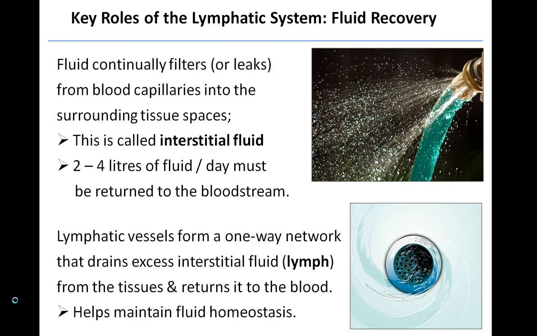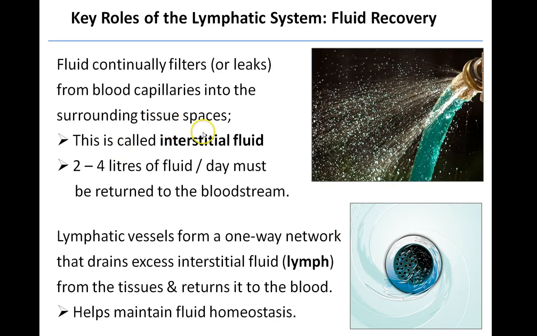Now, as I mentioned before, fluid will leak out from the cardiovascular system because the fluid in the cardiovascular system is under pressure. So in the capillaries, fluid will seep out into the surrounding tissue spaces. And that's why we have this photograph here. This is indicating fluid under pressure escaping from the system. So this is similar to what is happening in the cardiovascular system. Blood is under pressure, and in the capillaries, some of the fluid in that blood will seep out. Up to 2 to 4 litres a day will seep out of the capillaries, and this must be returned to the bloodstream to maintain fluid homeostasis.